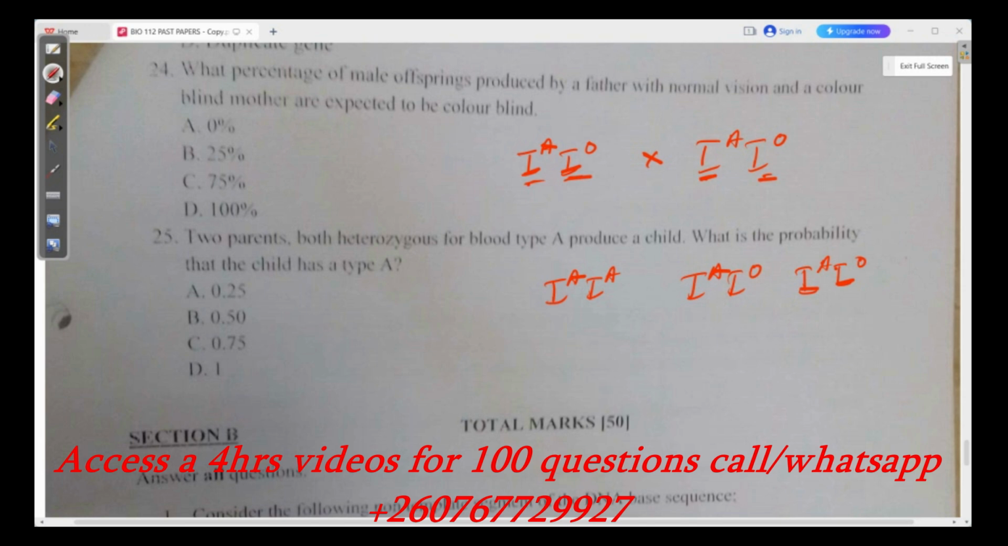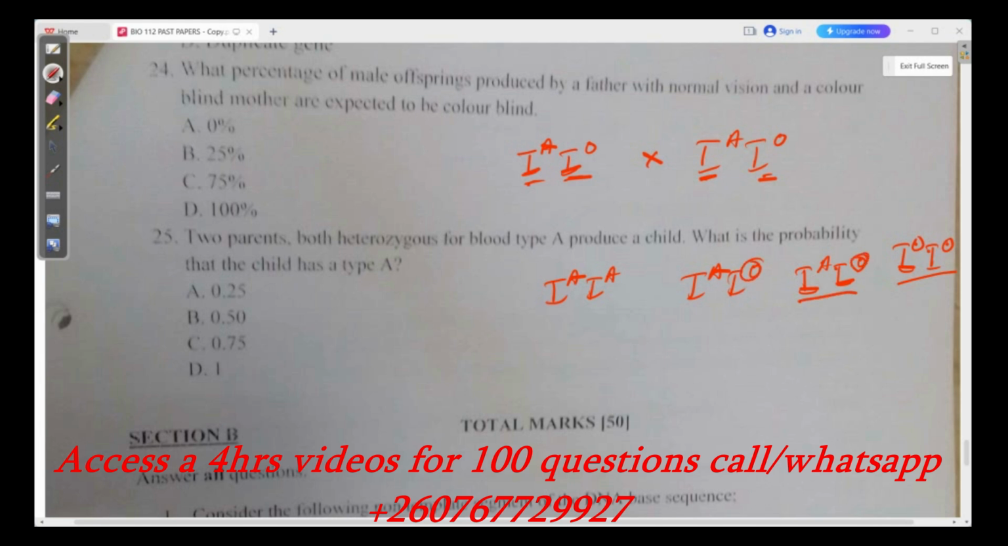This individual or this child is going to be blood group O. O can only be expressed if someone has got a homozygous genotype like this one. This is going to be blood group A or blood group O. This one is blood group A because O is recessive. The same with this one.